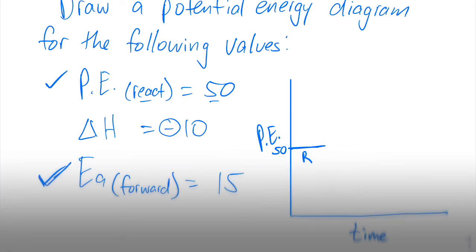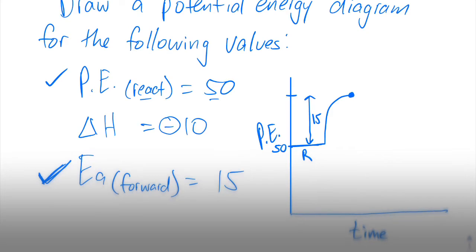I see that EA is 15. So that tells me that I'm going to go up right here. This value is going to be 15. So when I reach the activated complex, it's pretty easy to get that calculation. I was at 50, I'm adding 15, so now I'm at 65.